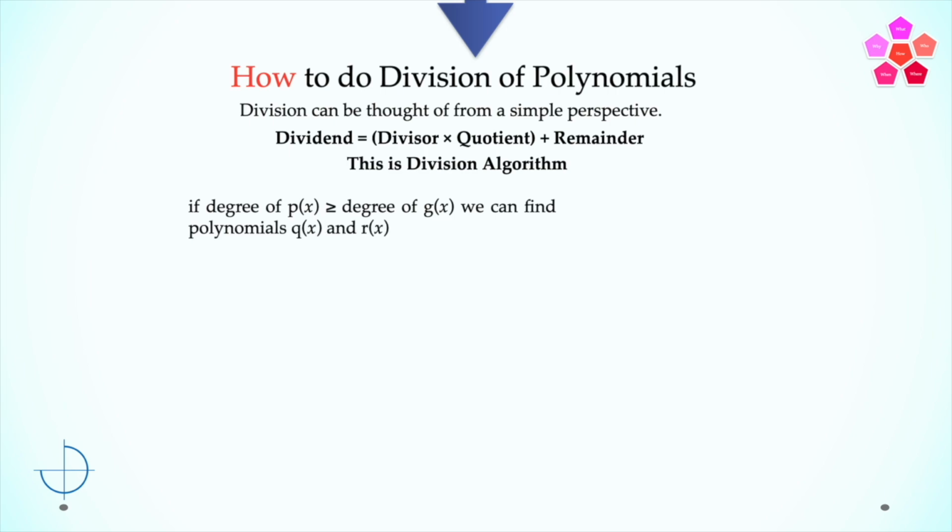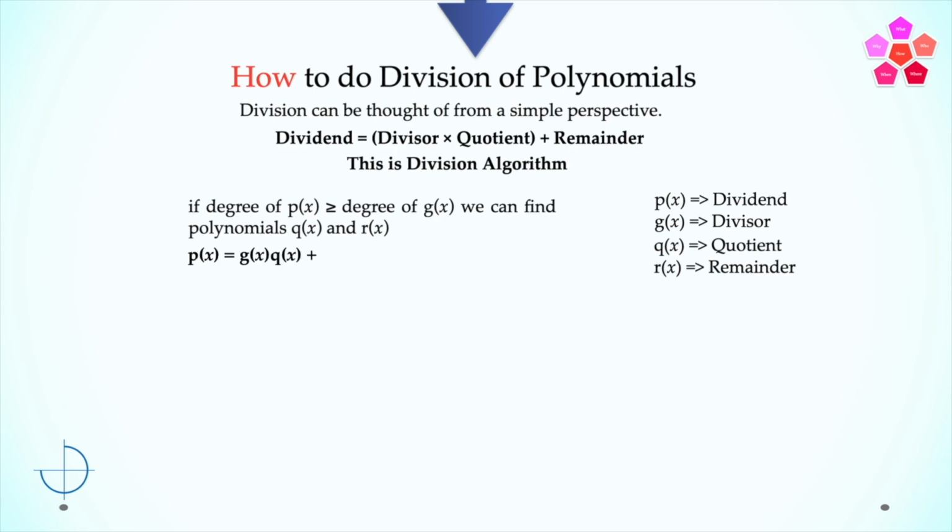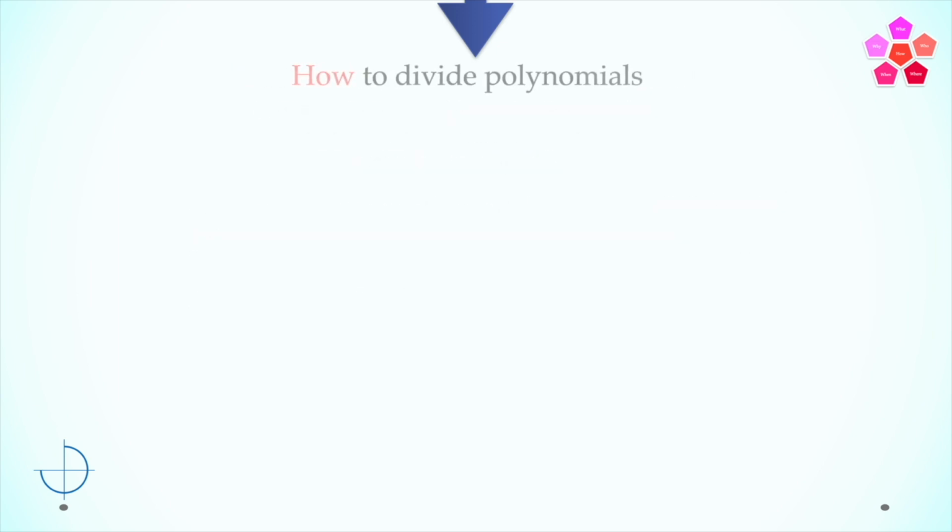So if the degree of p of x is greater than the degree of g of x, that means p of x becomes the dividend, g of x becomes the divisor, and we can find the polynomials q of x and r of x, where q of x is the quotient and r of x is the remainder. So we have p of x is equal to g of x into q of x plus r of x. Keep dividing till either r of x is equal to 0 or the degree of r of x is less than the degree of g of x. So let's see how to divide polynomials.